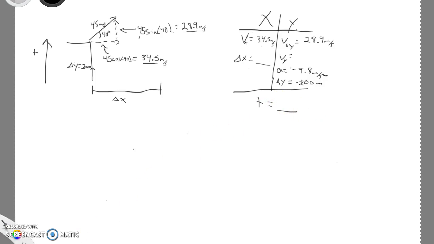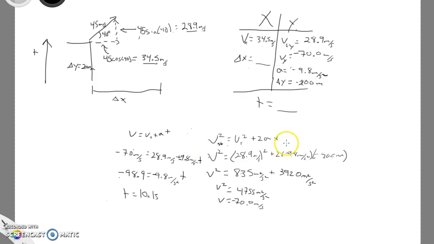Okay? I use this equation right here to solve for the final velocity. And from there, I found the final velocity to be negative 70 meters per second. That means that just before it hit the ground, it was still moving horizontally at 34.5, but at this point, it was now moving downward at 70 meters per second. Okay? In addition, I used that to find out how long it took to hit the ground. Well, in order for it to gain a velocity downward of 70 meters per second, that would take 10.1 seconds. So we have a time of 10.1 seconds.